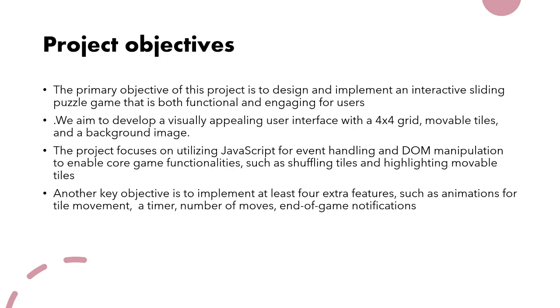The project focuses on utilizing JavaScript for event handling and DOM manipulation to enable core game functions such as shuffling tiles and highlighting movable tiles. Another key objective is to implement at least 4 extra features such as animations for the tile movement, a timer, number of moves, and end of game notification.